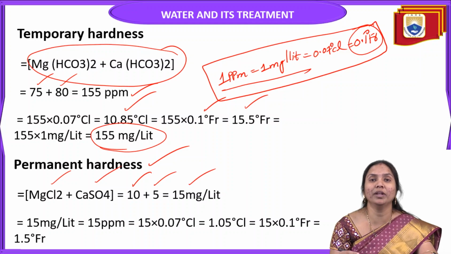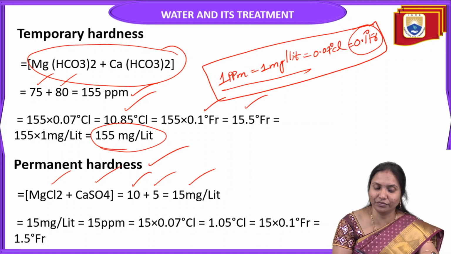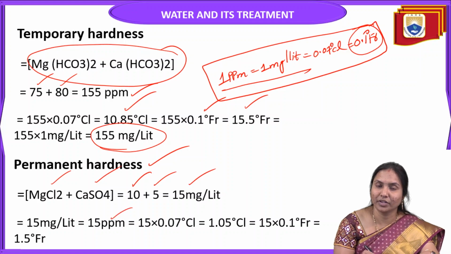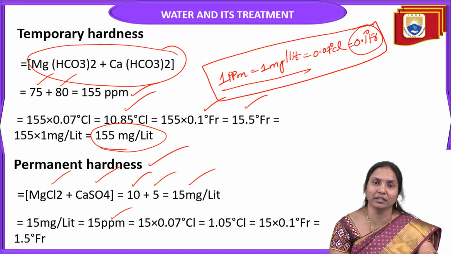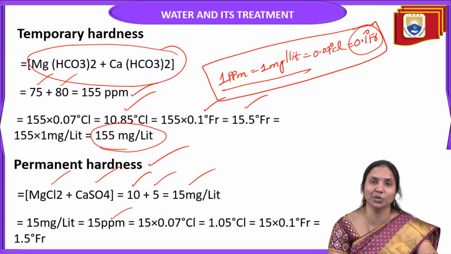So it's equal to how many ppm? Mathematically we already know that 1 ppm equals 1 milligram per liter. So 15 milligram per liter is equal to 15 ppm, or 15 ppm equals 15 milligram per liter. Mathematically ppm and milligram per liter both are equal.